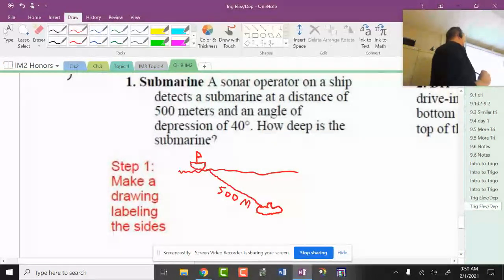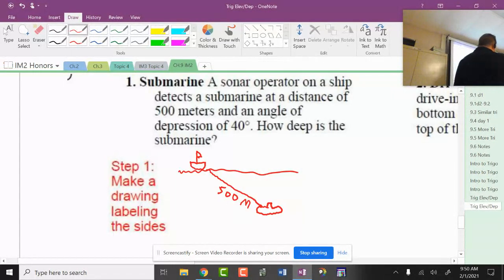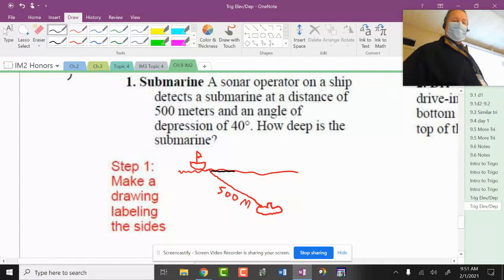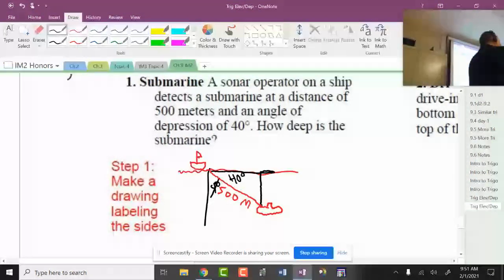So you've got 500 meters directly from the ship to the boat or submarine at an angle of depression. Okay, so here's the thing, and I made a big deal about this, so there should be no missing this right now. I need a horizontal out. Went a little too far there. That's my 40 degrees, there, not here. This is not 40. And that's what I get with 75% of the students on an angle of depression question on the first quiz or test.